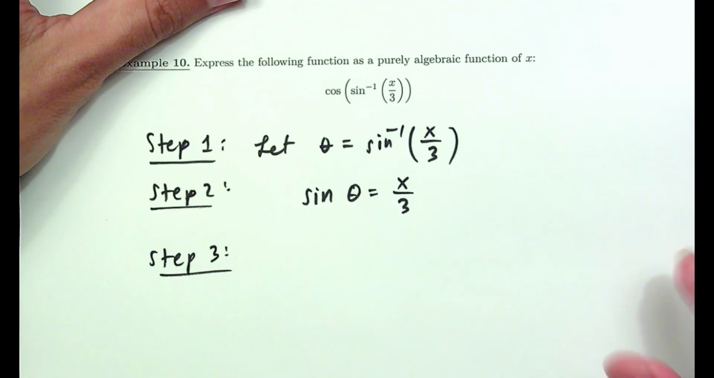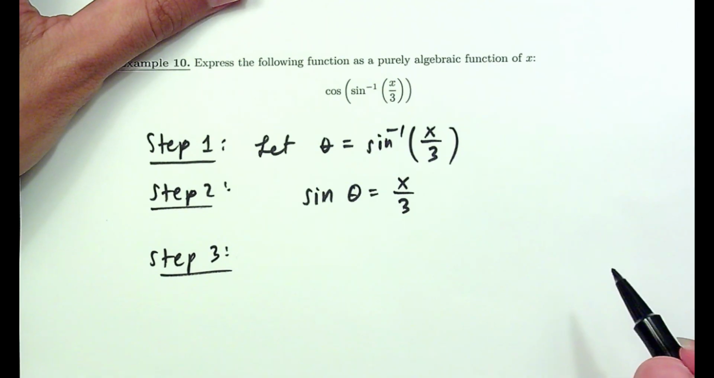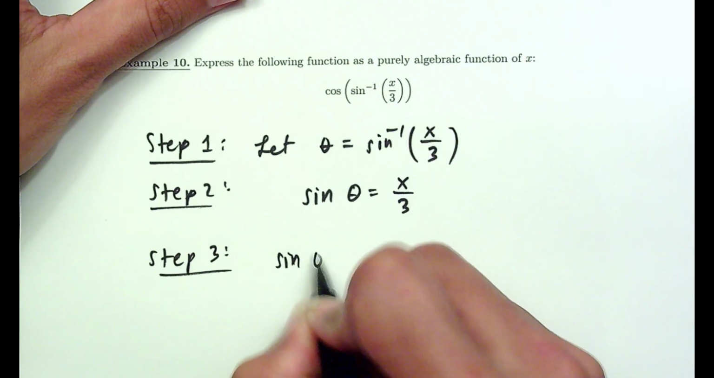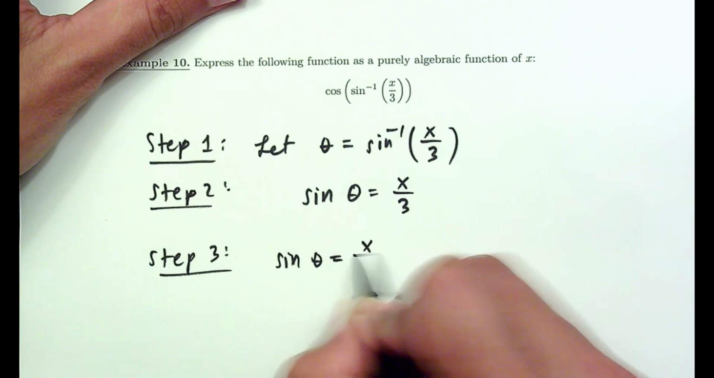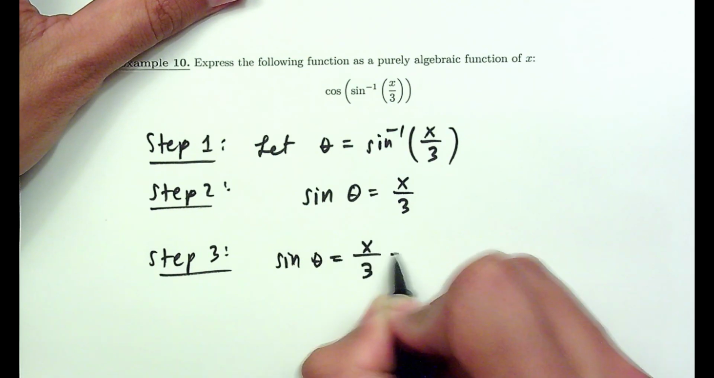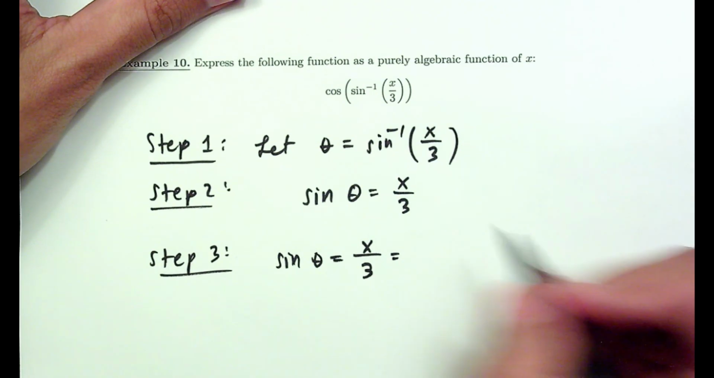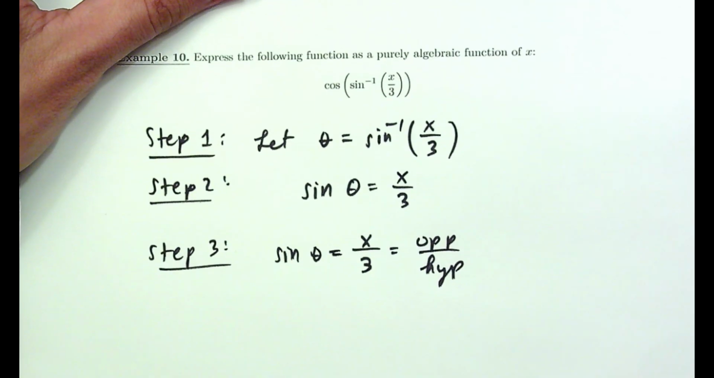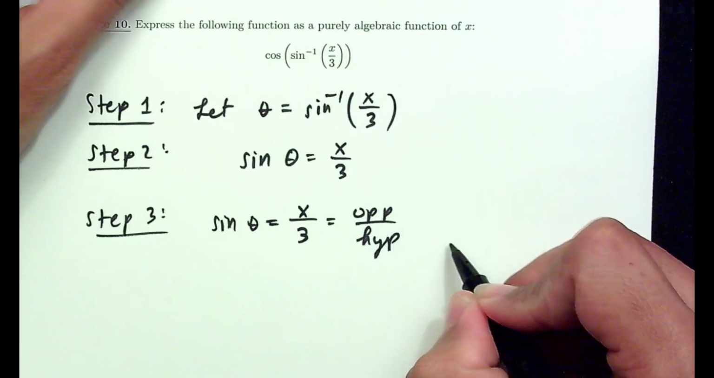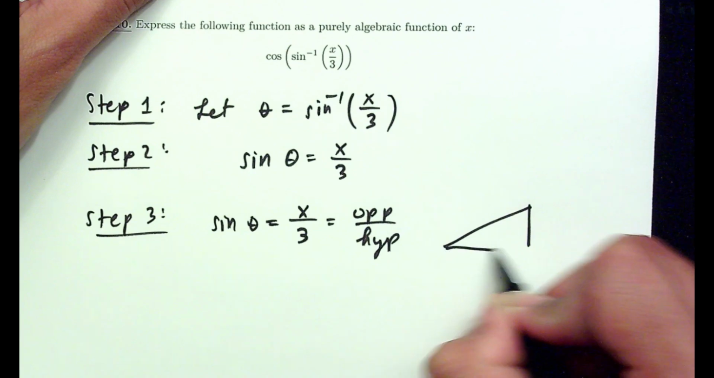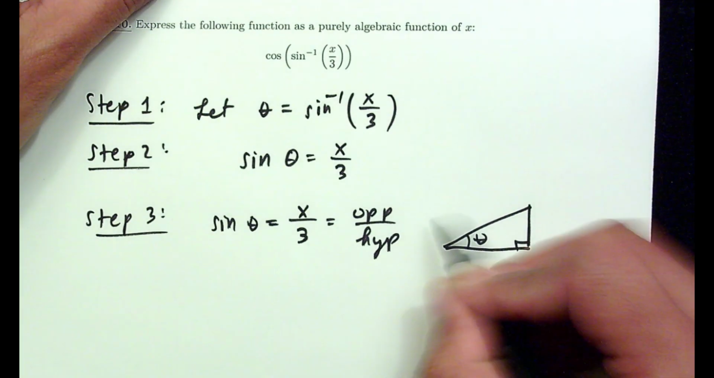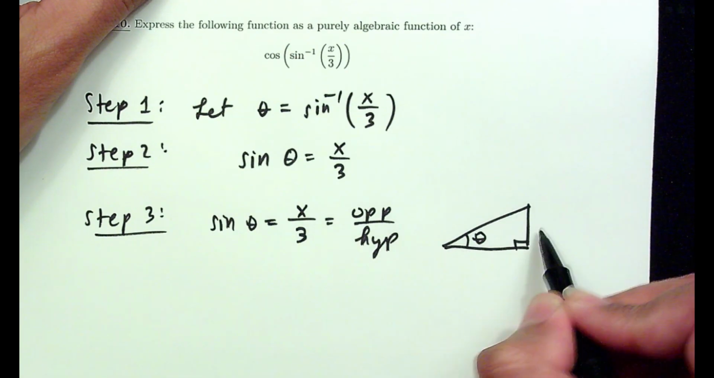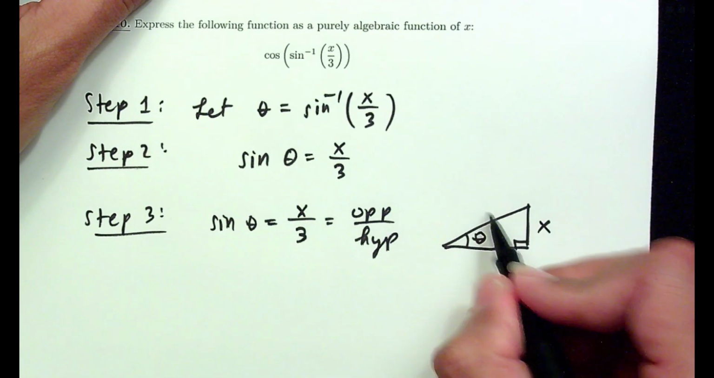Now we're going to reinterpret that using SOHCAHTOA in a right triangle. Sine of theta equals x over 3, but I know that that is opposite over hypotenuse. So I can draw a right triangle using this information. The opposite is x, the hypotenuse is 3.